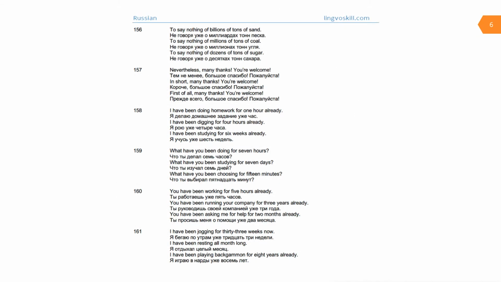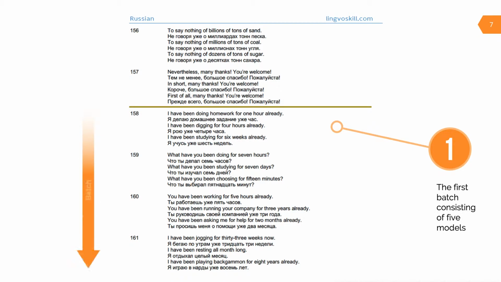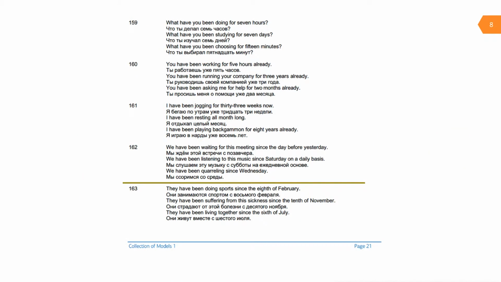So, here we have a page with models. We just separated batches of 5 models with a line. Here is the first batch of 5 models. Well, here, if we go down, there is only 4 on this page, so we add more. Here is the first batch of 5 models. And we count down the next batch of 5 models. Here is the second batch of 5 models.